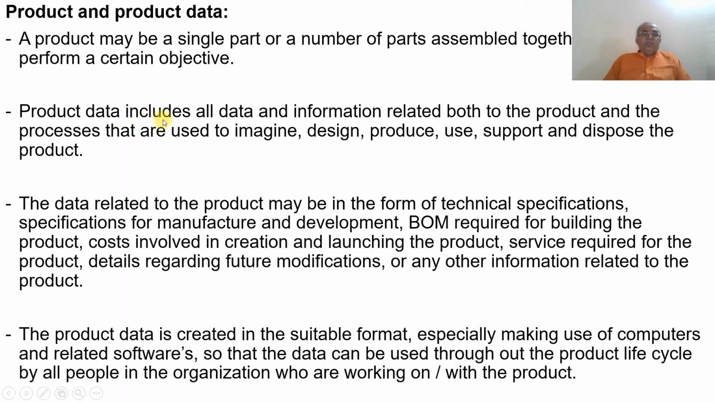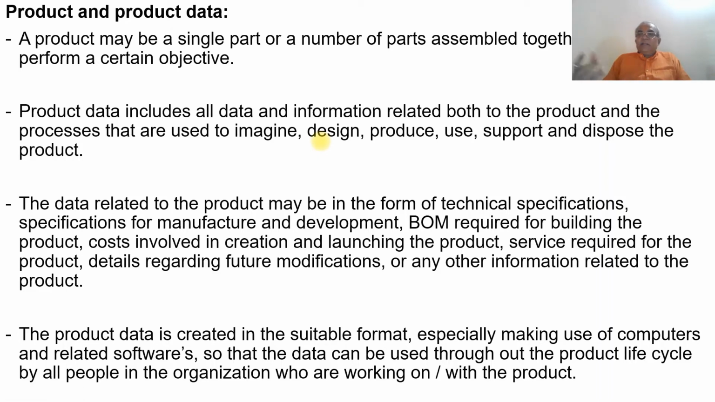Product data includes. So what does product data mean? It includes all data and information related both to the product and the processes that are used to imagine, design, produce, use, support, and dispose the product. So that means whatever data is required right from the conceptualization till the disposal, that is what becomes the product data.